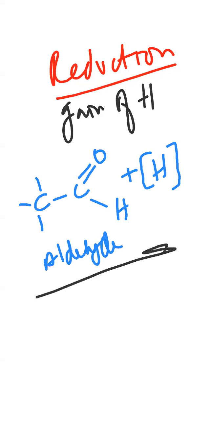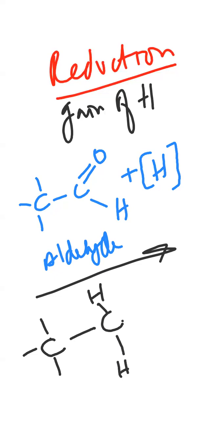Reduction of aldehyde will give you, let's see what we are getting. One carbon with 3 hydrogen. One more carbon with 1 hydrogen, 1 hydrogen, and there will be OH.